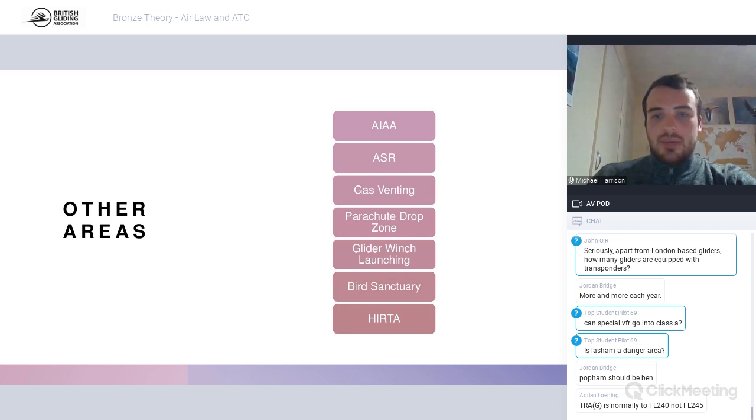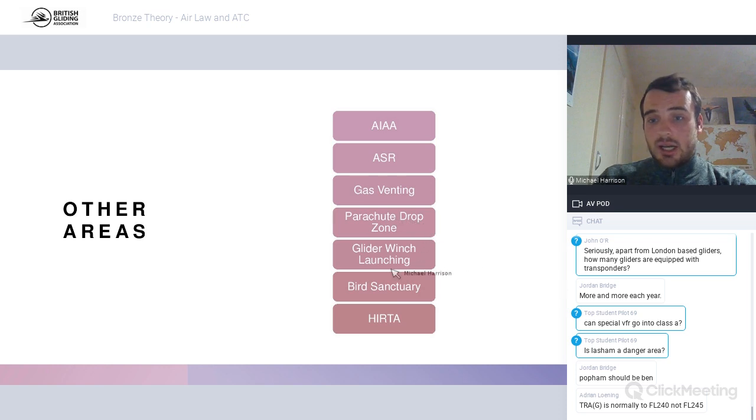And you might also see these appear on your chart. These are not restricted airspace. These are just some other things that you'll see. So areas of intense aerial activity. If you're in one of those, keep a good lookout. Maybe consider talking to someone with a radar. Altimeter setting regions we already talked about. Gas venting could be a good thermal, but I probably wouldn't. Maybe too good of a thermal, you could argue. Parachute drop zones, unless you want somebody's feet through your canopy, I would strongly advise staying clear of those.